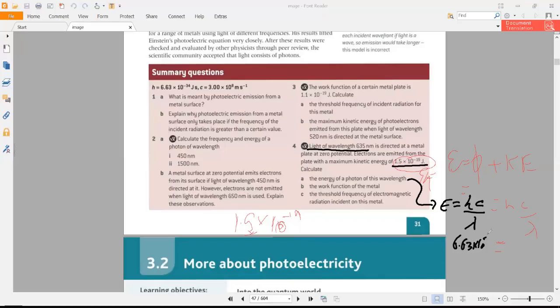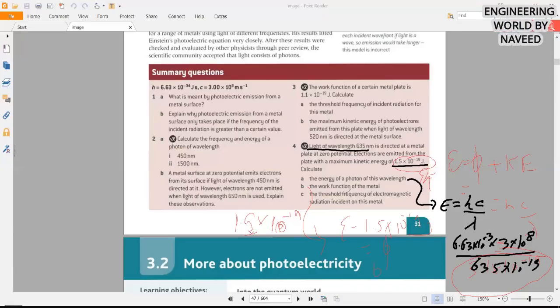Let me check the mark scheme. The answer is 3.1 times 10 to the power minus 19. Okay, so this is the energy of photon. Then the work function: E minus 1.5 times 10 to the power of minus 19. Next, the threshold frequency of the electromagnetic radiation incident on this metal. Easy. Work function divided by h equals threshold frequency. Good.